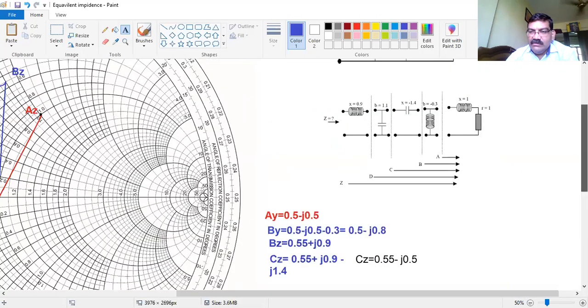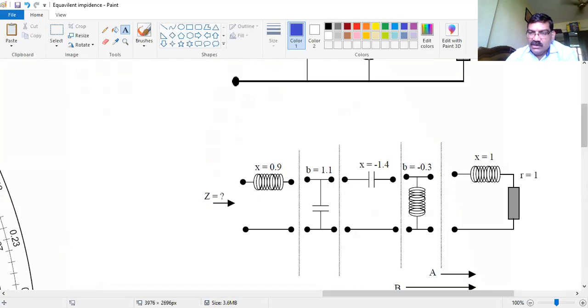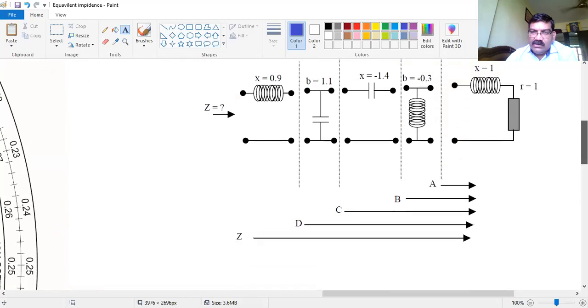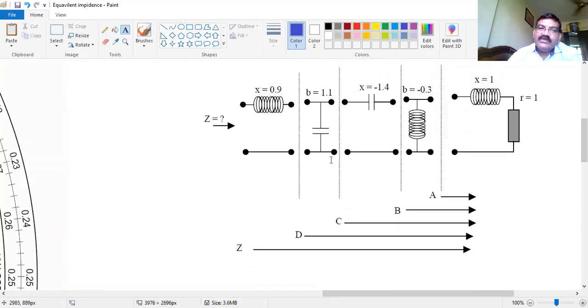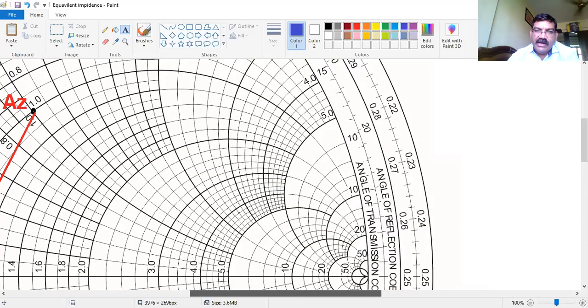I'll go to the diagram because continuously we have to do the switching. Now, here C is done. Now this element is in series because it is CZ. The next element is in parallel. So CZ again you have to convert to the CY admittance, and then you have to add 1.1. So anybody can give me the CY value.